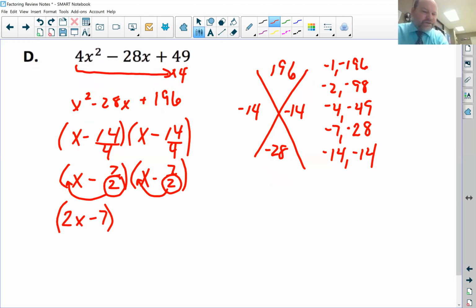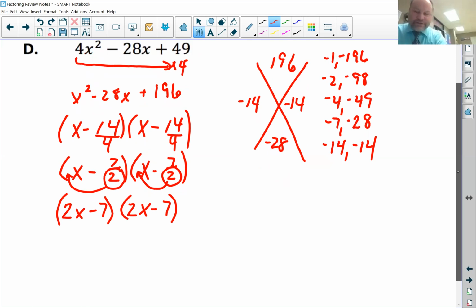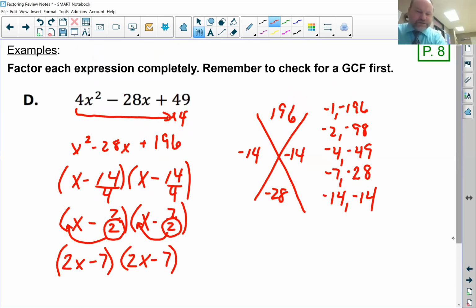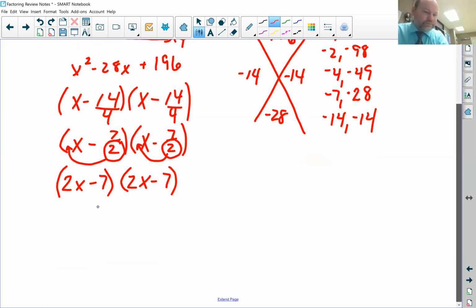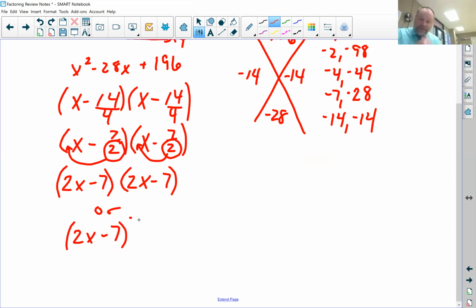So you can see in this example, it's a little more difficult if you don't recognize that special case. And then because our factors are exactly the same, we could write it as a perfect square.